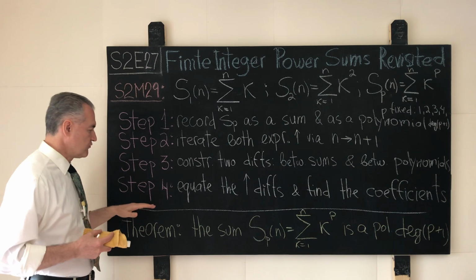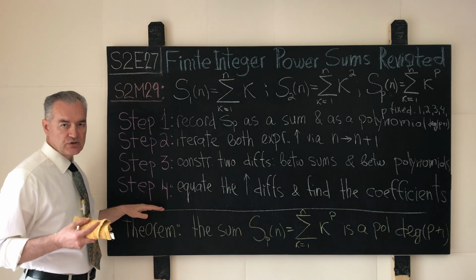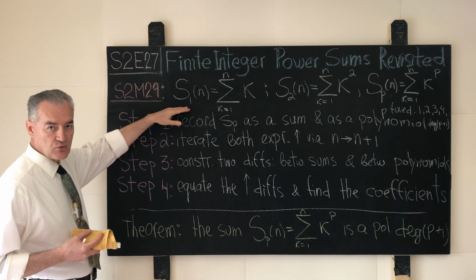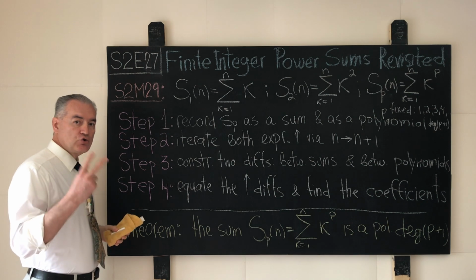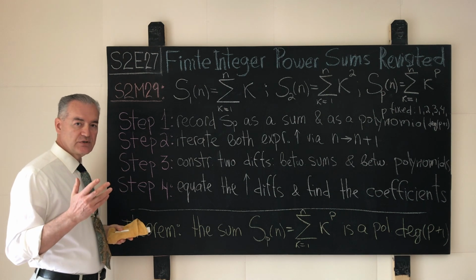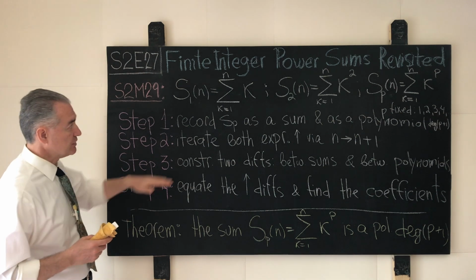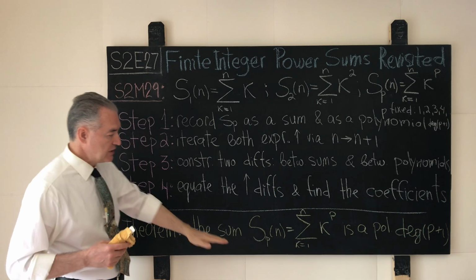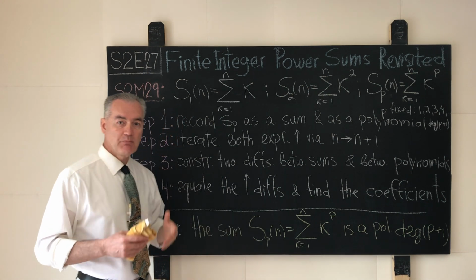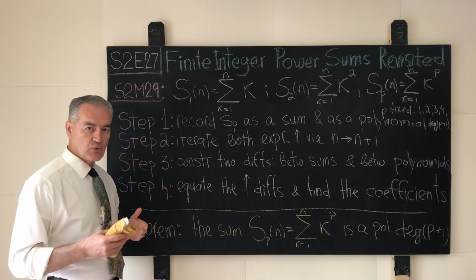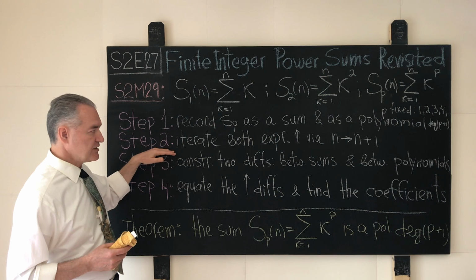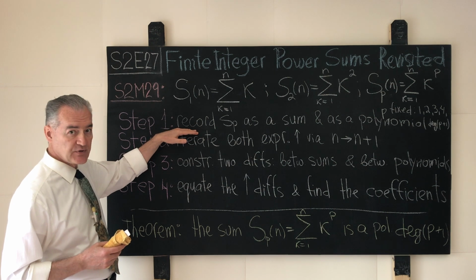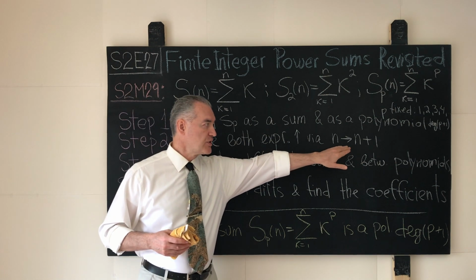This is also a four-step algorithm, and according to the first step, we should take our finite integer power sum and record it in two different but equivalent ways. First, we record it as the original sum, or as an explicit sum, and then we record it according to this theorem as a polynomial of degree p plus 1. That's step number one. In step number two, we iterate these expressions that we obtained in step number one by replacing n with n plus 1.